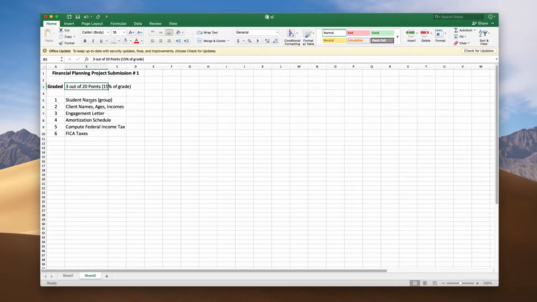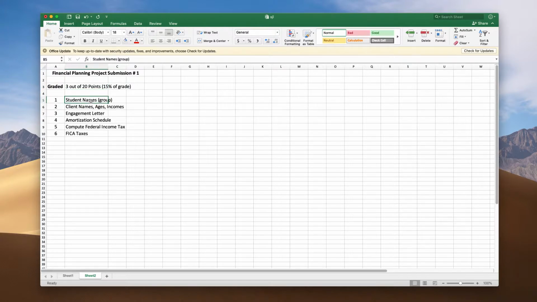Submission 3 will be 4 points, and then the final submission, the final comprehensive financial plan that you turn in at the end of the semester, will be worth 10 points. So it all adds up to 20 points. So what you're working on here is going to account for 15% of your project grade.